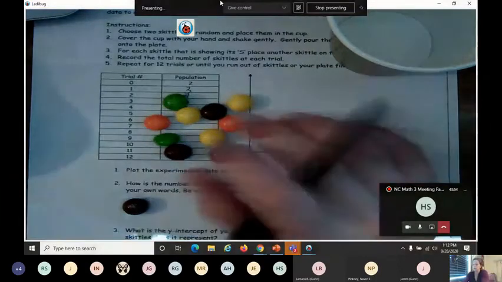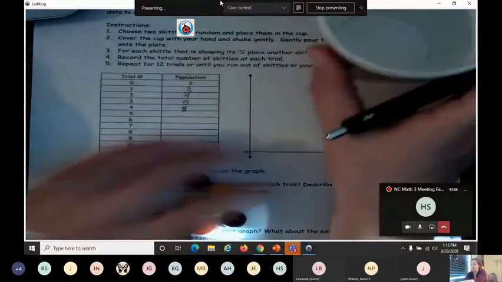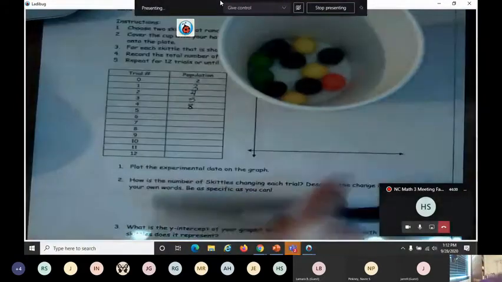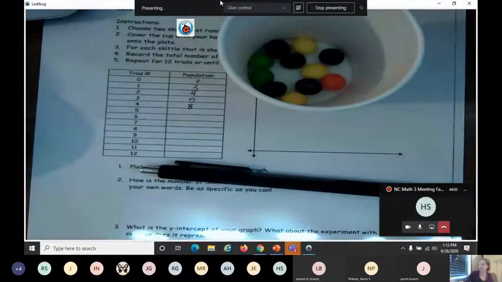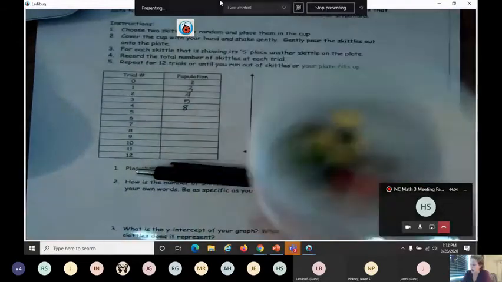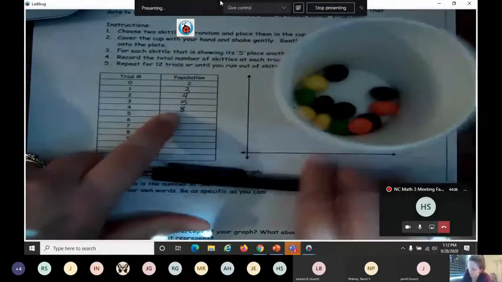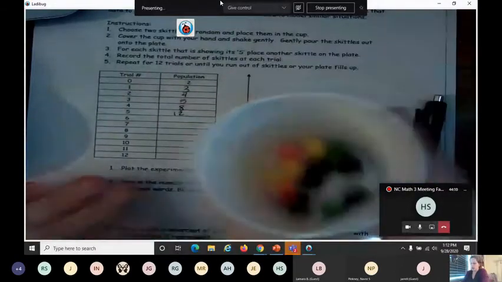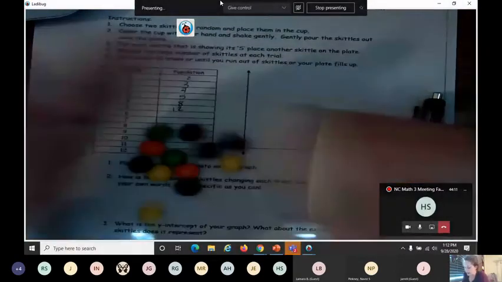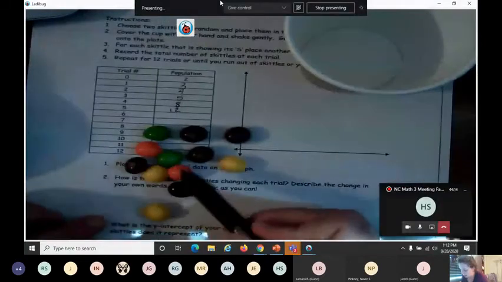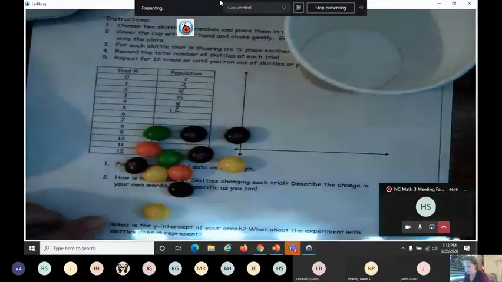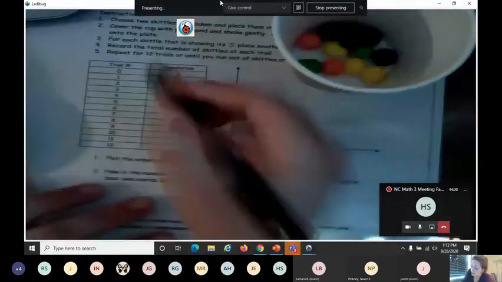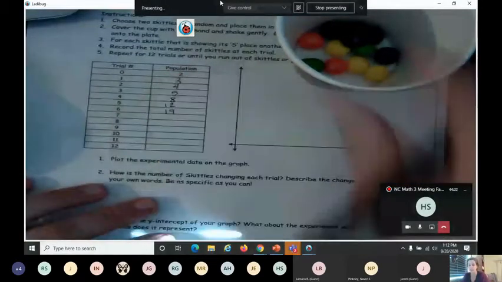So now, let's see, I had 8 and I added 4 to them. Oh no, I dropped one. Okay. So I had 8, I added 4, so that means I have 12 now. I'm going to shake them, roll them out, and then let's see, I have 1, 2, 3, 4, 5, 6, 7 Skittles. 7 and 12 is 19. So on my next round, I would hypothetically have 19 Skittles in there.